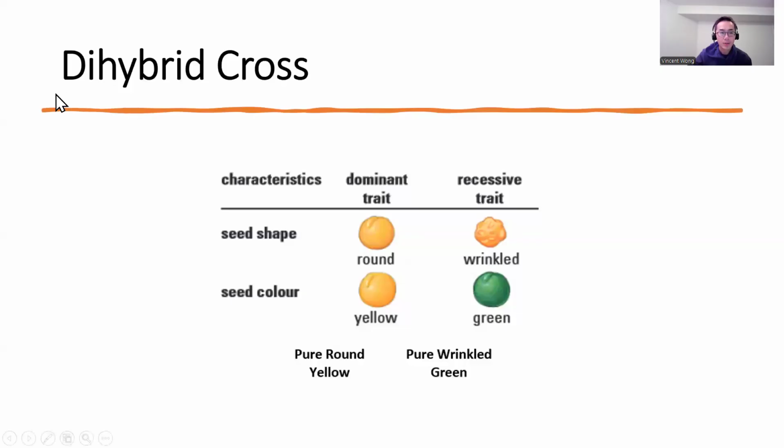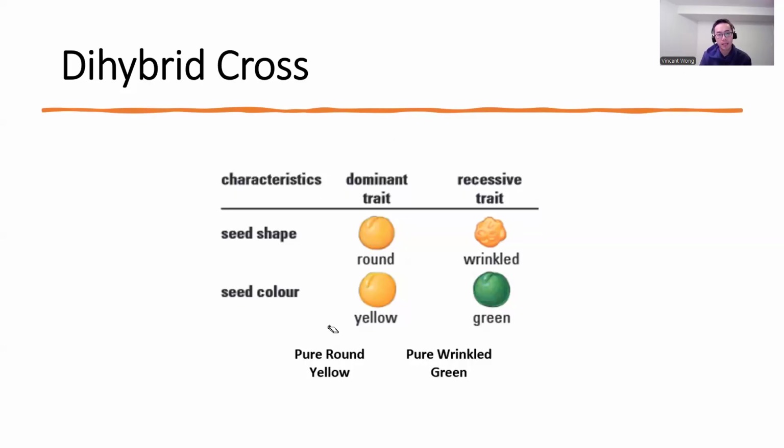So next, we are going to try to do dihybrid cross. The questions we have been doing so far, we only keep track of one trait, red flower, white flower. That's one character. Those are called monohybrid cross. Now we're going to be tracking two characteristics at the same time, and these questions are called dihybrid cross.